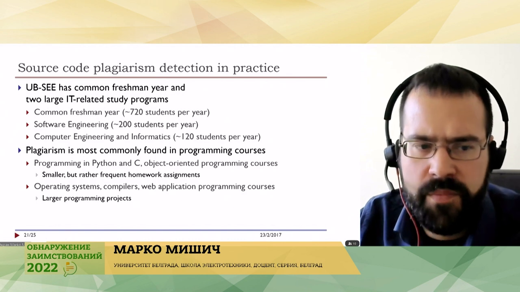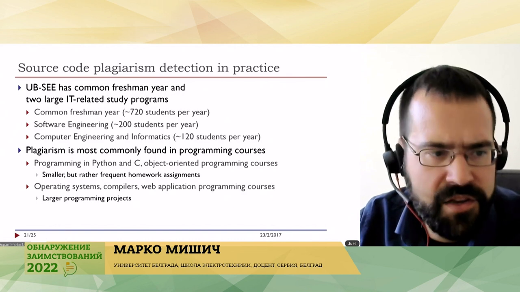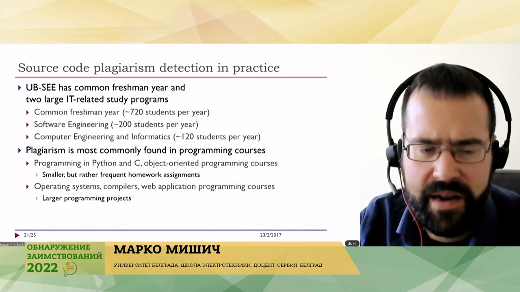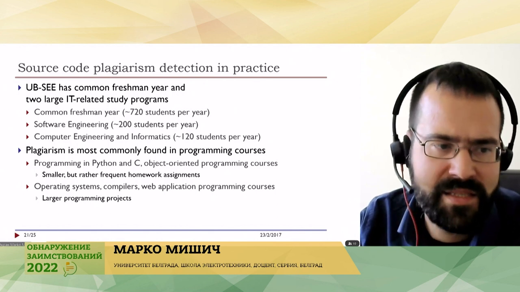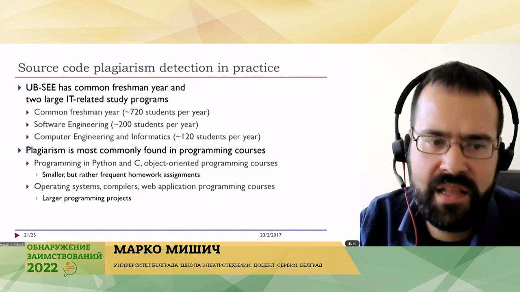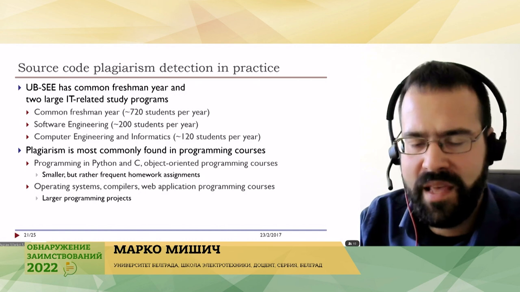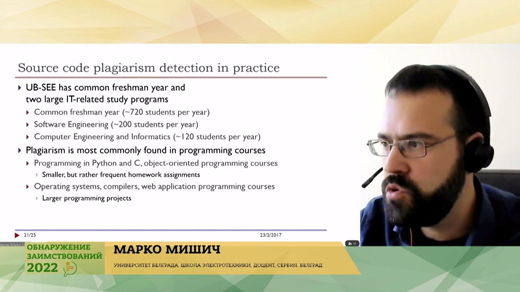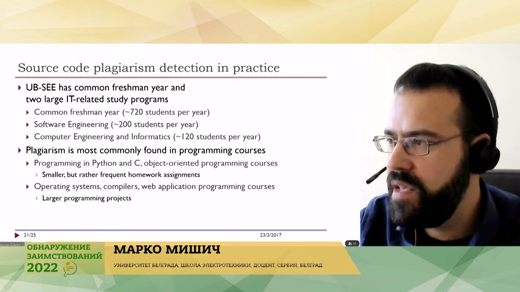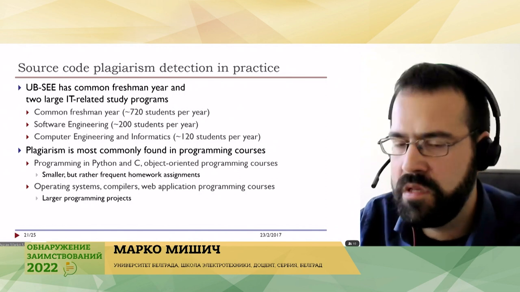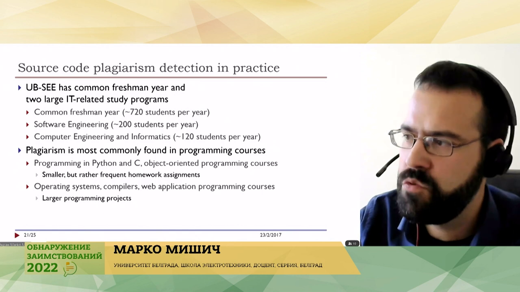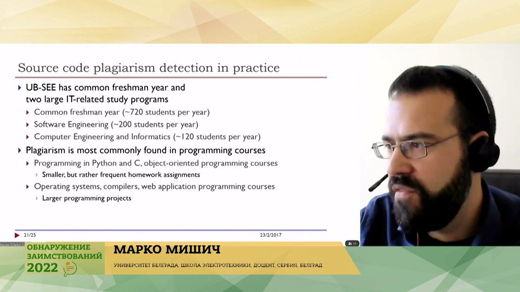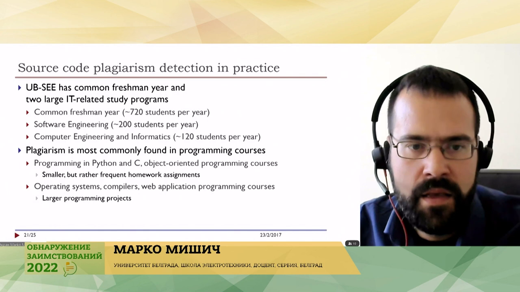Of course, there is also a problem in those higher years. We identified problems in three relatively important courses, like the operating systems course, compilers course, and web application programming course. And they all have larger programming projects, both in terms of the effort students should put in to solve them, and in the number of lines of code. Most of those projects are with more than 1,000 lines to 2,000 lines, and similar, as they need to write a fully functional application on the domain. So it is a problem.